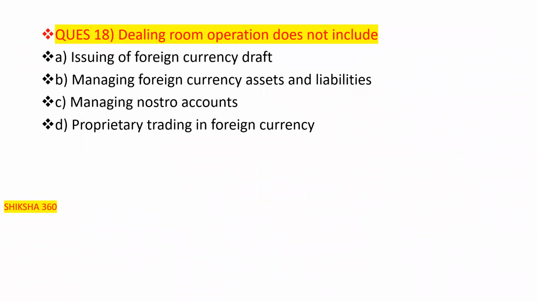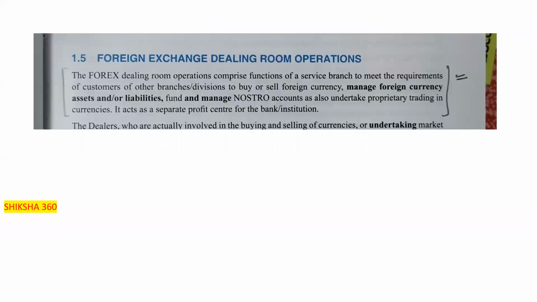Very, very important. Dealing room operation does not include which of the following? Option A is issue of foreign currency draft. Option B is managing foreign currency assets and liabilities. Option C is managing nostro accounts. Option D is proprietary trading in foreign currency. So let's discuss this. This is the Forex dealing room. The Forex dealing room operations comprise functions of a service branch.